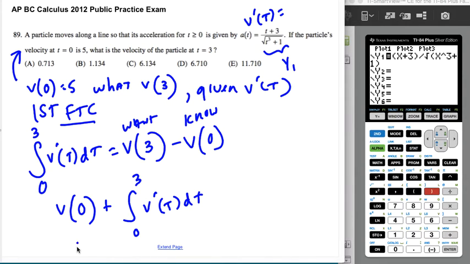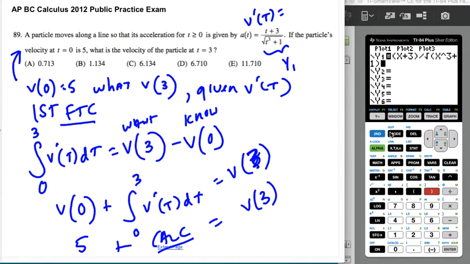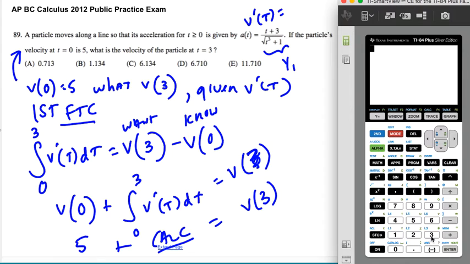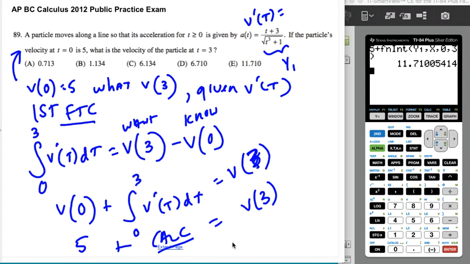I know this is a 5, and I know that I can make my calculator do this information for me, and that's going to give me my v of 3. Sorry, I said v of 5, and I meant v of 3. So let's quit out of here, right? I'm going to do 5 plus math 9, right? And I put this in as y1, comma, with respect to x from 0 to 3, right? And I hit enter, and I get 11.710, which is E, right?